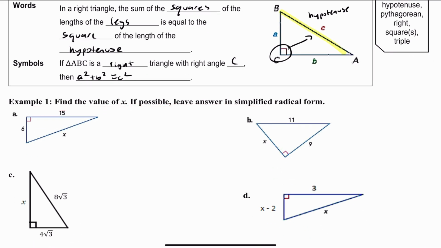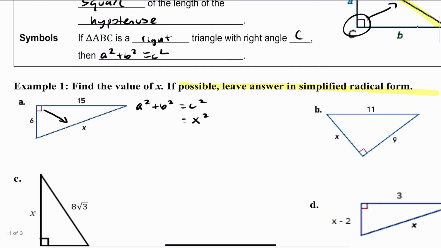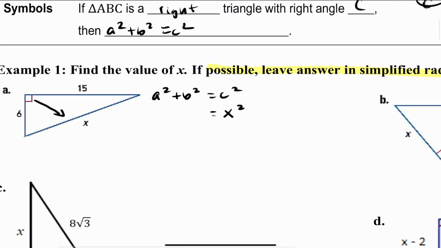So let's go ahead and figure out what example 1 is. Find the value of x. If possible, leave your answer in simplified radical form. So using my formula, a squared plus b squared equals c squared, where x is c because it's across from the 90-degree angle, I can go ahead and plug that in. So I have x squared. And a and b, it doesn't matter which one's which, but we know that these two are not the hypotenuse whatsoever. So going to plug those things in, I got 6 squared plus 15 squared.